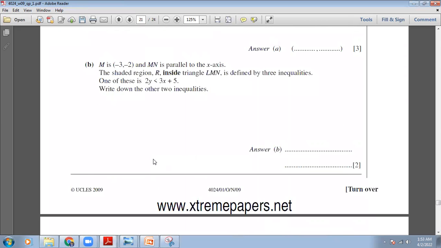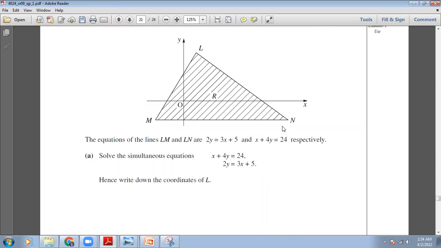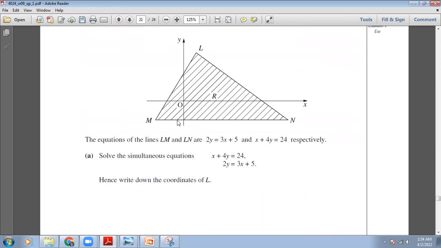That was the question. Then he says M is minus 3, minus 2, and MN is parallel to the x-axis. The shaded region R inside the triangle LMN is defined by three inequalities. One of these is 2y less than 3x plus 5. Write down the other two inequalities. So this is y equals a number because it's a horizontal line and the coordinates of M are given. So this line MN is y equals minus 2.